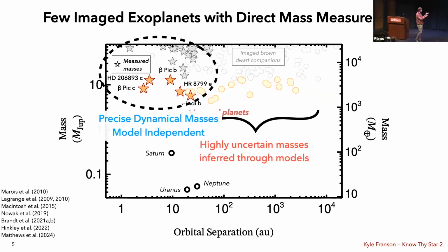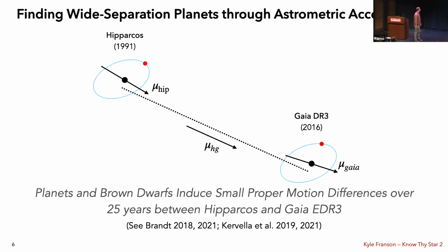But if we really want to use these dynamical masses to study planet formation, we just need a larger sample, right? We've just scratched the surface so far in the planetary regime. Now, one strategy to efficiently image new exoplanets is to leverage astrometry on their host stars from Hipparcos and Gaia. So the idea is that a wide-orbiting planet will induce a small proper motion change on their star over the 25 years between those two missions.